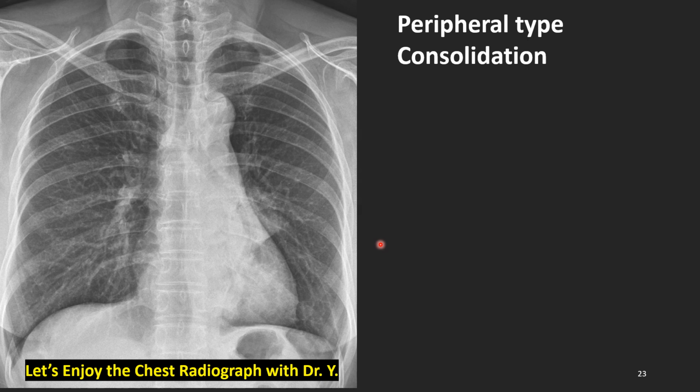Let's look at another type of peripheral type tumor. Consolidation, actual consolidation. Where is it? Yes, left lower lobe, because the left heart border is clear and the aorta line is obscured. That's left lower lobe consolidation. And some air bronchograms here and here.